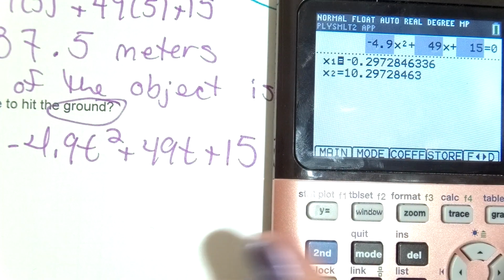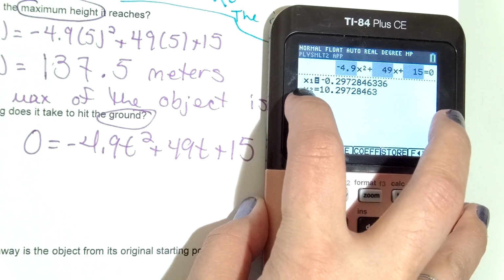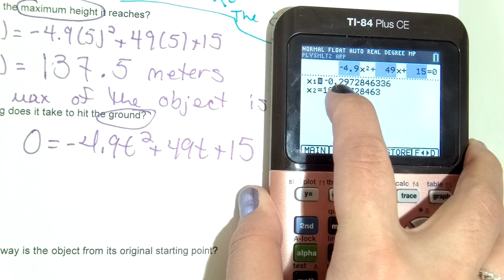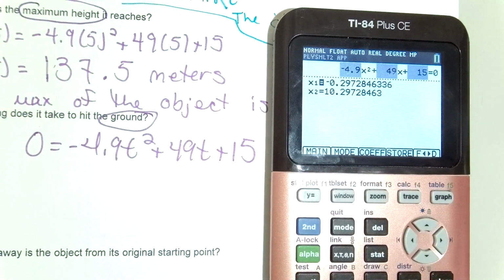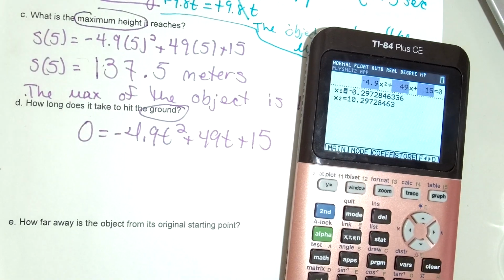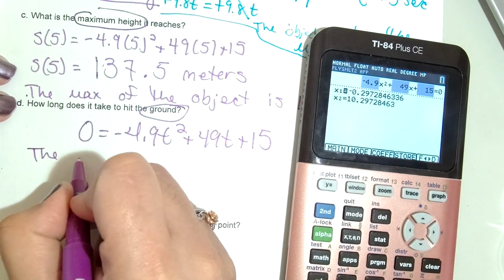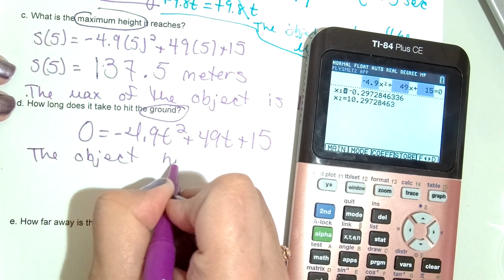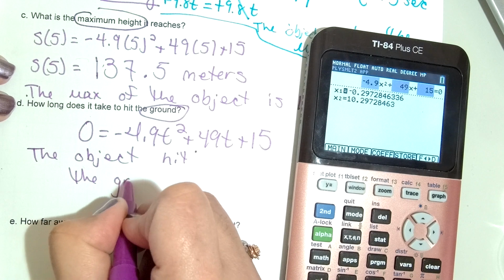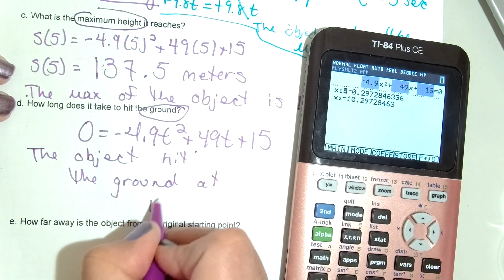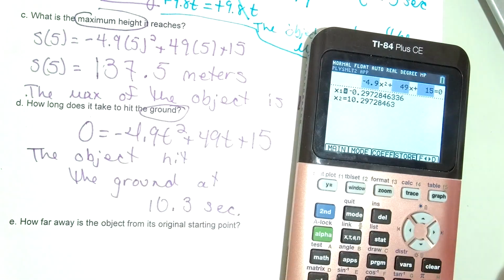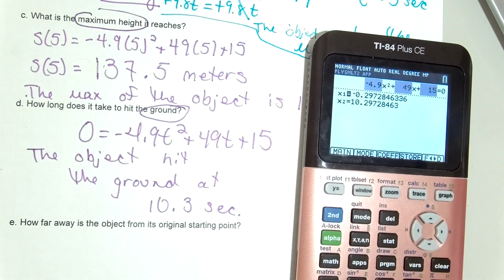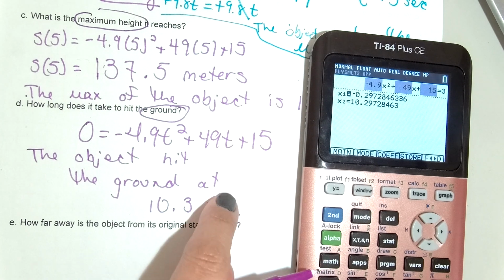Your context of the problem, you have to think about it. These 2 x's stand for time. Can you have a negative time? No, you cannot have a negative time. So the only one that matters is the 10. So you would say the ball, or the object, hits the ground at 10.3 seconds. Round to the first decimal place. 10.3. Yeah, 10.3.